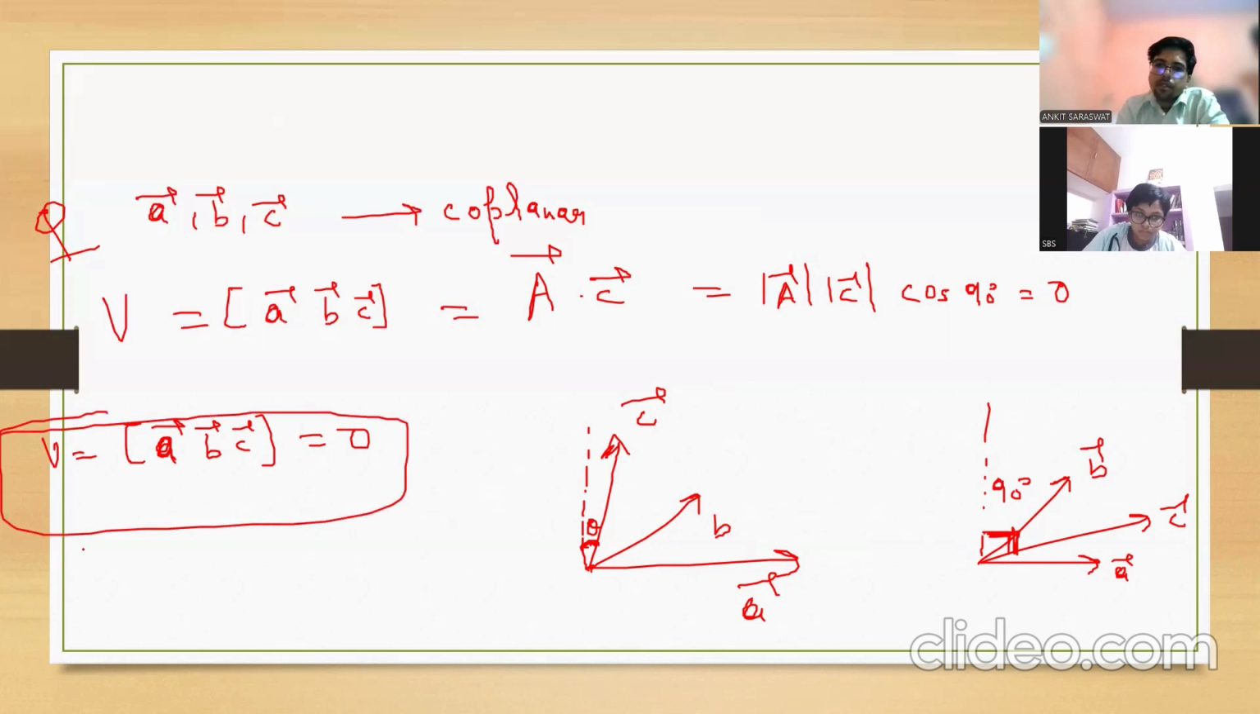Understood? Yes, sir. And even if you take A cross B, this vector will be perpendicular to the plane containing A and B. Then it is perpendicular to C also. Okay. Clear? Yes, sir. Okay. Any doubt? No doubt, sir.